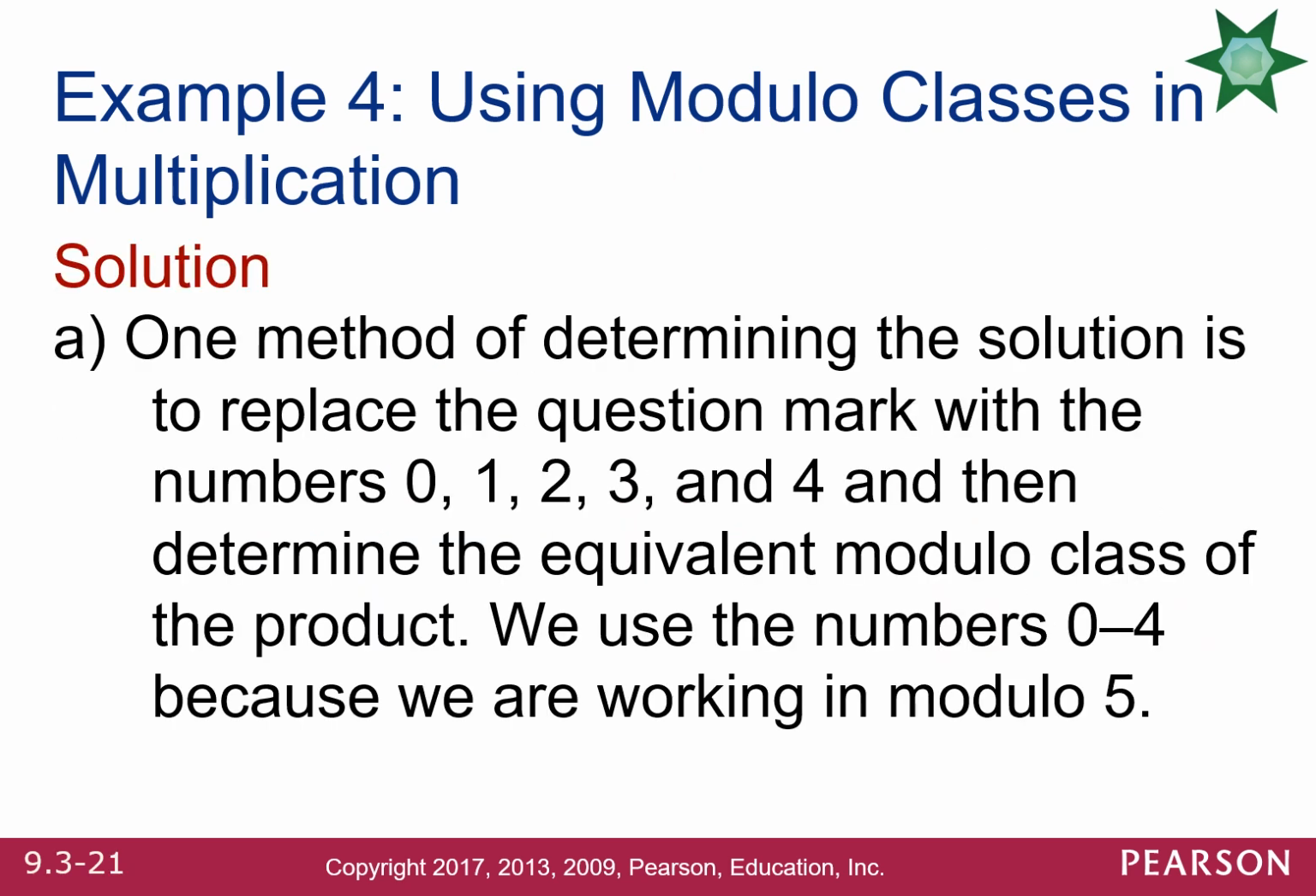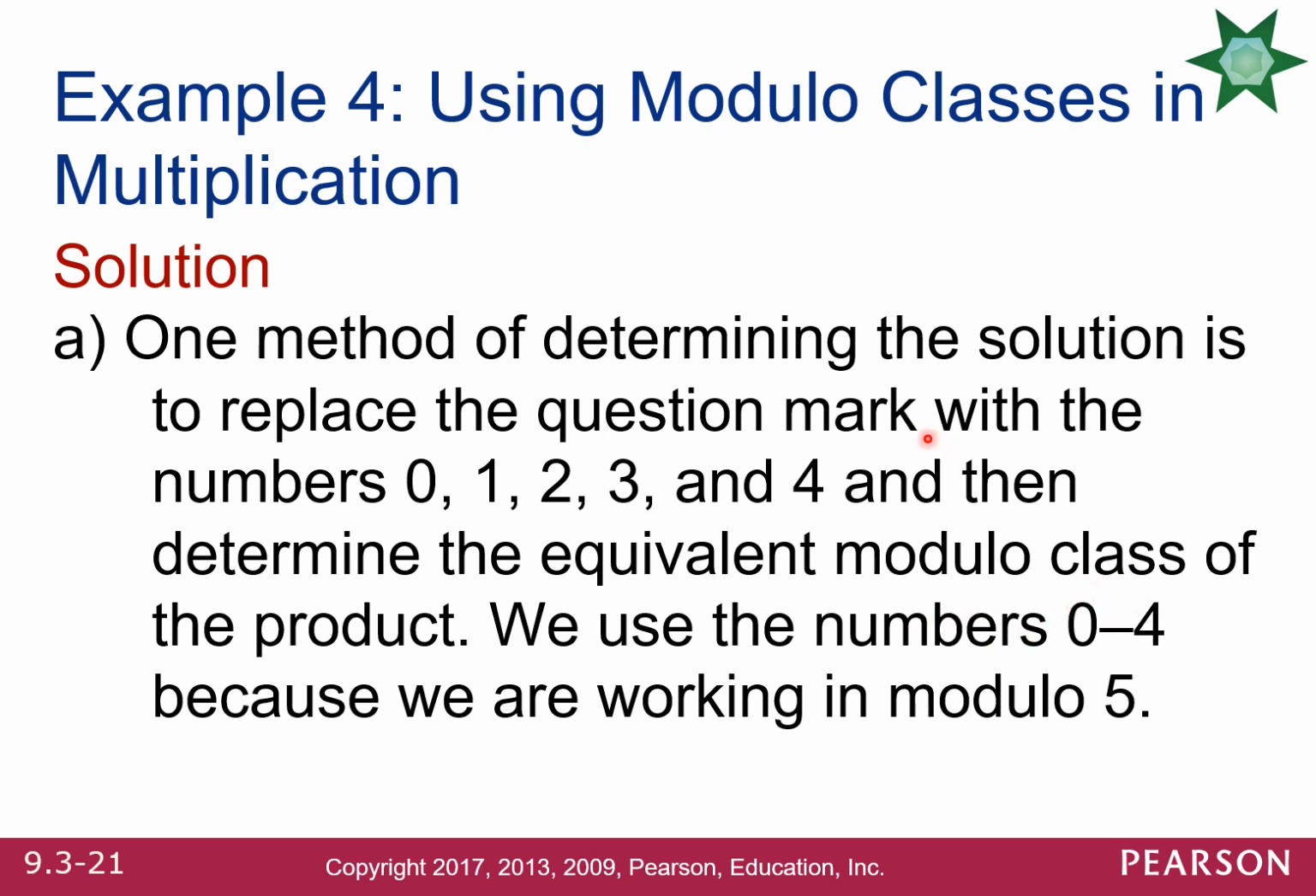So the solution given here says one method of determining the solution is to replace the question mark with the numbers 0, 1, 2, 3, and 4. So the question mark could take one of these 5 values, but they have to be less than the modulus value, which was a 5, right? It was, I think, 2 times question mark congruent to 3 mod 5, if you recall. So it could take any one of these values, and they're asking us to perform a trial and error kind of test to see if the congruency is met.